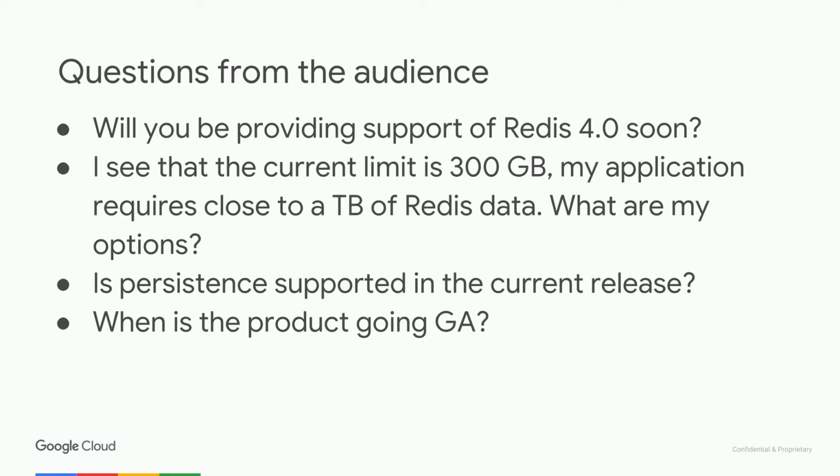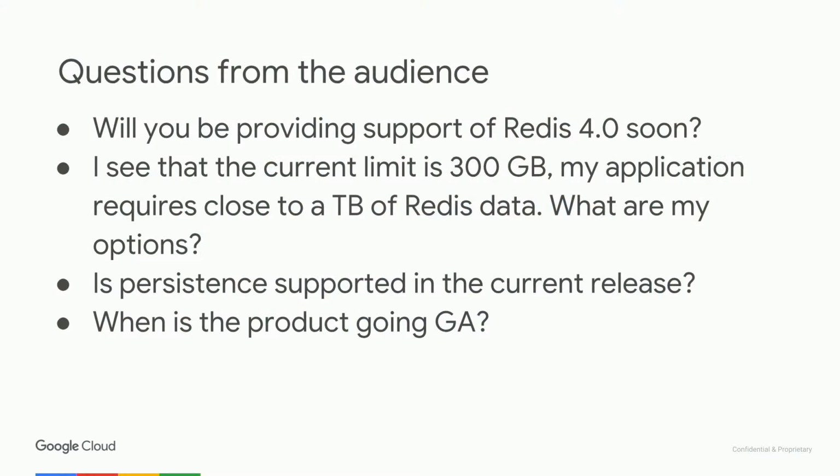The other question is, I see the current limit is 300 GB. My application requires close to 1 terabyte of Redis data. What are my options? That's a very good question. Like I mentioned, the basic and standard tier are essentially single instance Redis. What that means is that there's only one master, and it is not a scale out Redis cluster solution. In this particular case, one option is to deploy multiple instances of Redis and do client-side sharding. That's one way to do it. The other thing that we're working on is obviously Redis cluster. Again, this is in our roadmap, and we are working towards providing a Redis cluster. But till then, the limit is going to be 300 GB.